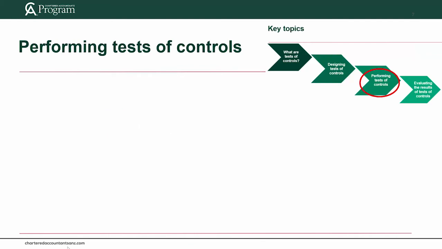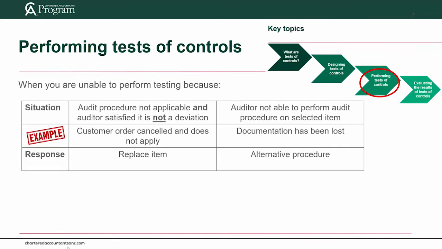When performing tests of controls, there may be times when you may not be able to perform testing. It could be because the audit procedure is not applicable to the selected item. For example, when testing evidence of the customer approval for an order, you realize that the customer order actually has been cancelled. As long as you are satisfied that the customer order has actually been cancelled and it is not a deviation, this item will need to be replaced.